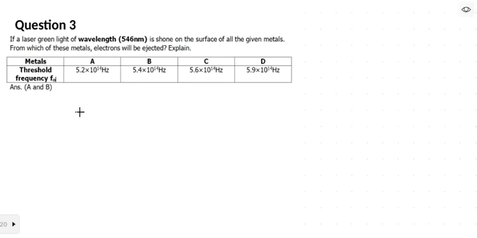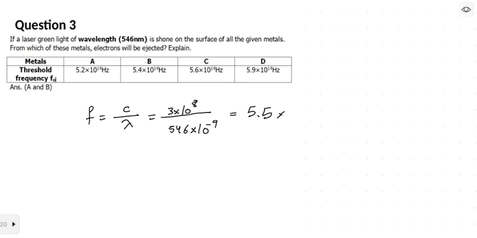So here what we do, we calculate the frequency of the light used using the wavelength, which is given, c over lambda. So 3 times 10 to the power 8 divided by 546 times 10 to the power minus 9. So we get 5.5 times 10 to the power 14 hertz.